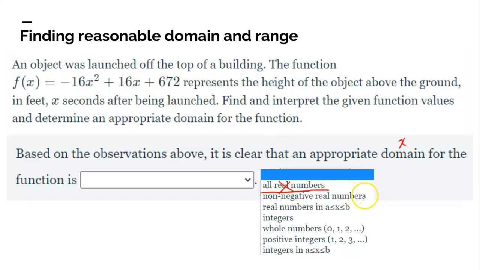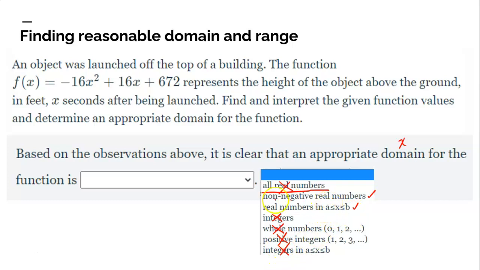Maybe it's non-negative real numbers. That's a possibility. So if we can't be negative, maybe this one is a possibility. Maybe it's real numbers in between two different numbers. That's also a possibility. It can't be integers though, because integers have negative numbers. Let's think about whether it's reasonable for time to be whole numbers. Could we have parts of a second? Could we have 0 seconds and 0.5 seconds and 1.2 seconds? Yes. So it can't be whole numbers. We already said that x can't be negative, so it can't be the integers.